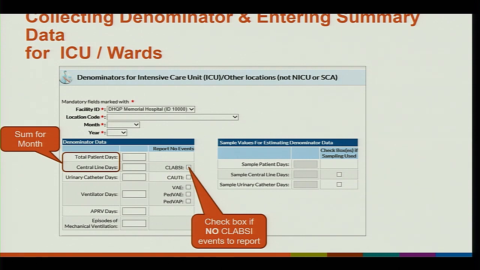For all locations, remember to report at the same time. Remember to count at the same time each day the number of patients on the unit and the number of patients with the central line.